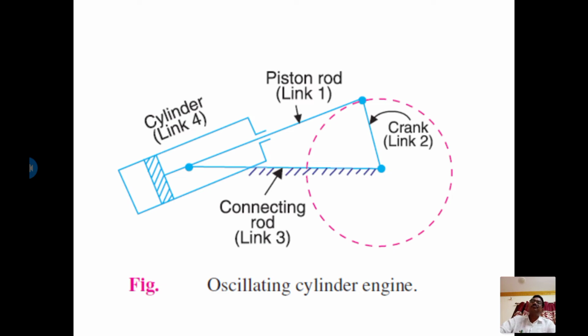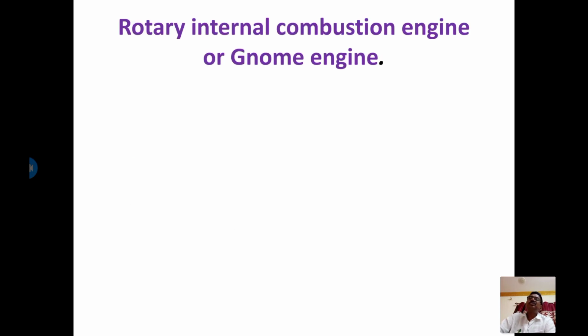As the connecting rod is fixed, the crank rotates, therefore the cylinder oscillates. There are 4 links: the piston rod with piston is one link, the cylinder is another link, the connecting rod is another link, and the crank is another link. So this is the oscillating cylinder engine mechanism, one of the inversions of the single slider crank chain.